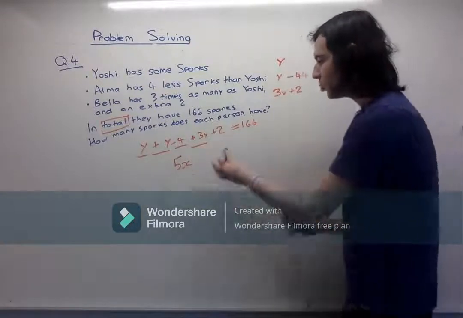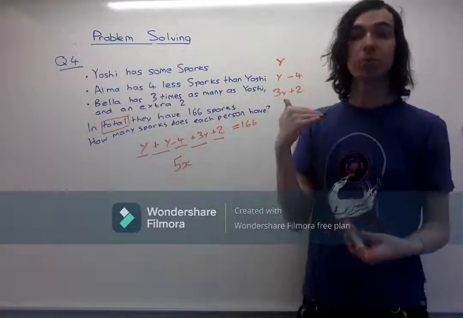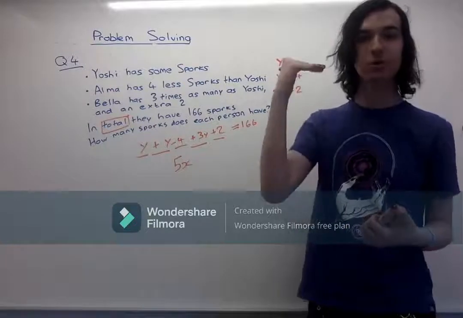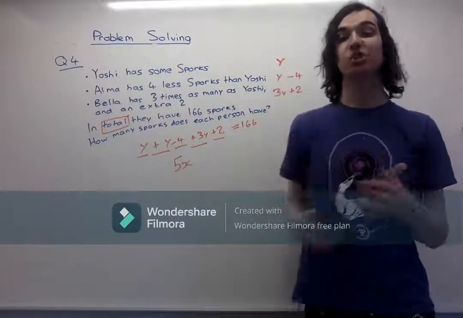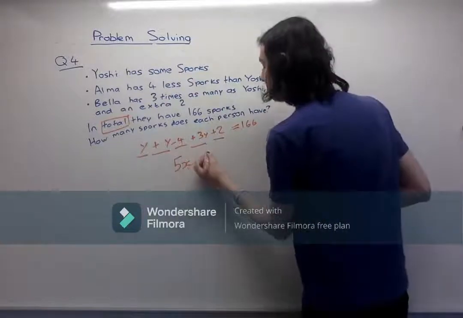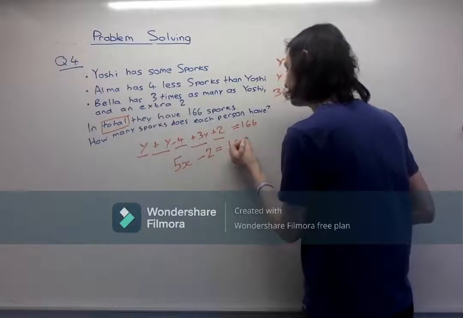So -4 plus 2, think like a thermometer or a number line. It is -4 degrees outside. It is getting 2 degrees warmer. Therefore, what temperature is it now? It's -2. Mind your symbols. 5y minus 2 equals 166.